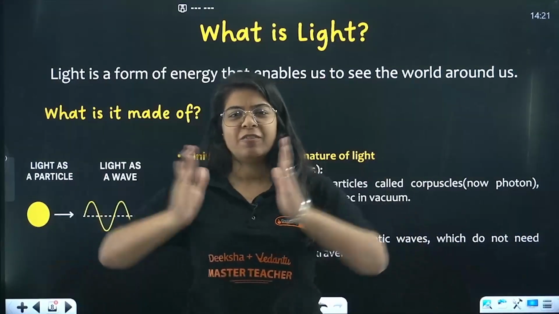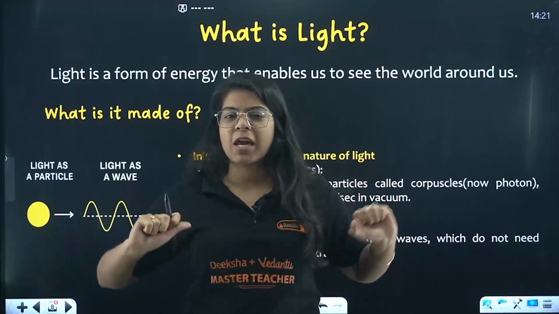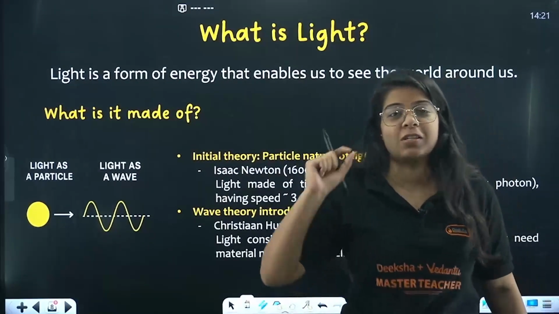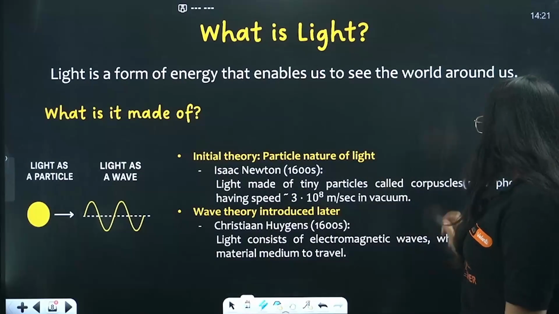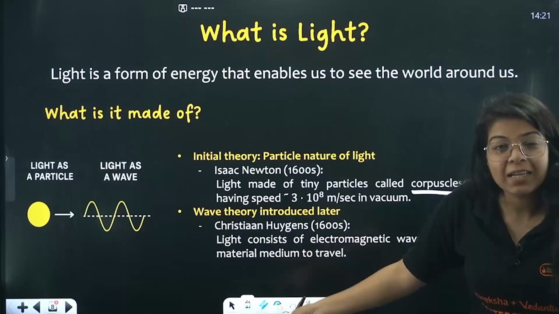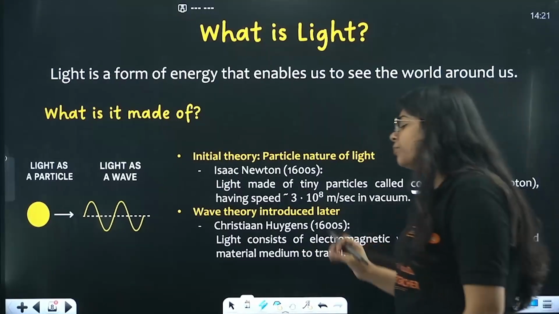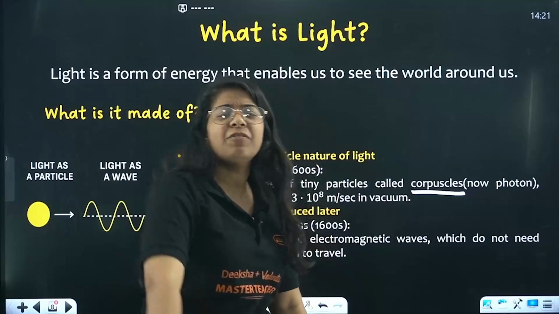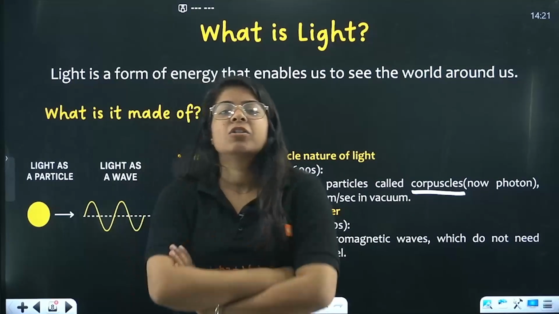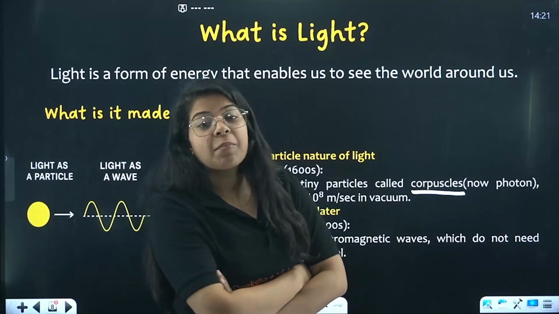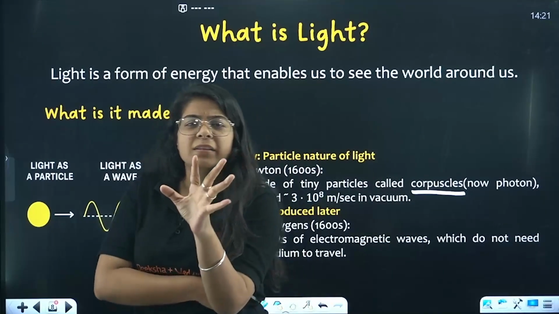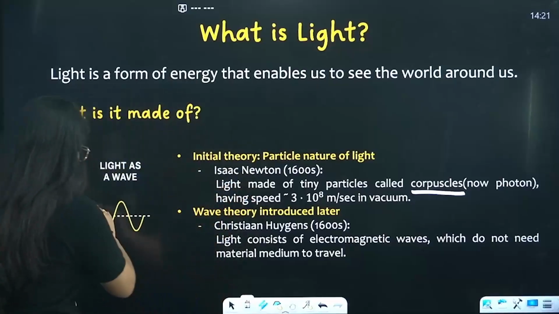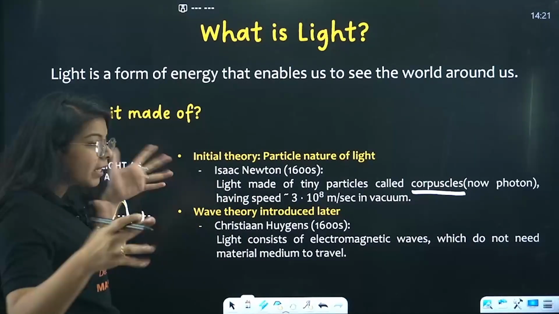Then every scientist sat there and started thinking, what is light actually made up of? So who came? Our very own Newton. Newton came and said light is made up of a particle that is called corpusculus. He called that particle corpusculus, and now we call that particle a photon. Now, that theory went on for a long time. And then came Christian Huygens. He said, hey Newton, I think it does not act as a particle. It acts as a wave. It's not acting like a particle.